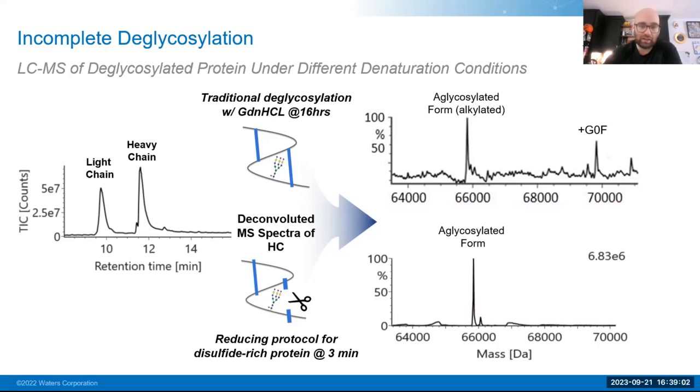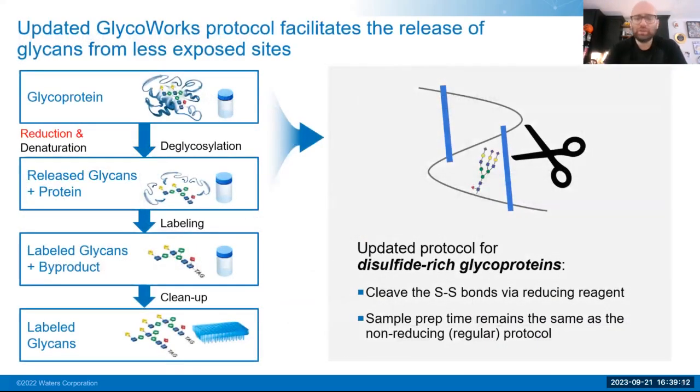We see a fully aglycosylated form, showing that we are releasing and able to observe all glycan structures that are available. So again, it's not a difficult modification to the existing workflow. It's very straightforward. We're simply adding another reduction step within the denaturation step. So we're not adding time onto this process. It's simply the introduction of some sort of reducing reagent to break down those disulfide bonds and allow for that structure to fully open up and make that glycan fully accessible.